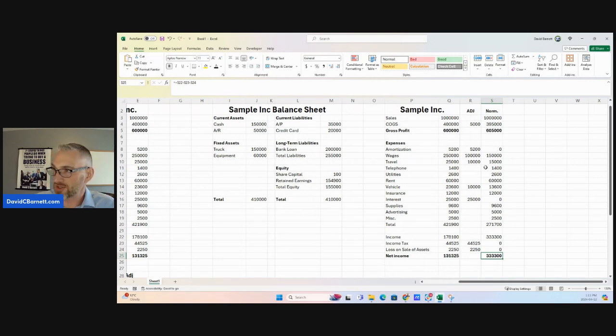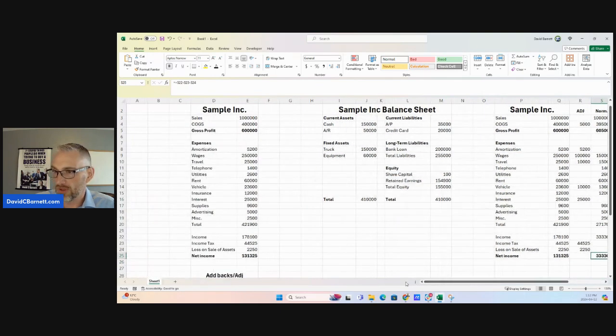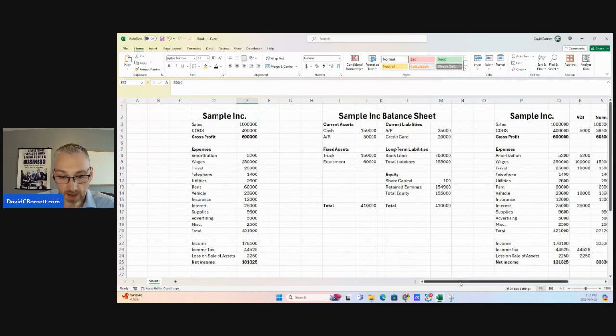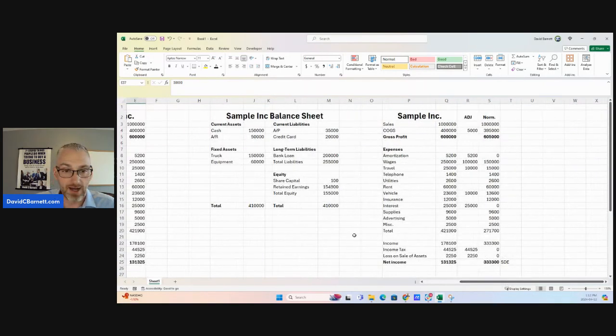And so in this sample normalization, we end up with the seller's discretionary earnings of 333,300, whereas in the previous example, it was totaling 383,300. It was overstated by 50 grand because the broker or the seller had tried to add the dividends as part of the add back. Anyway, thanks for the great question.